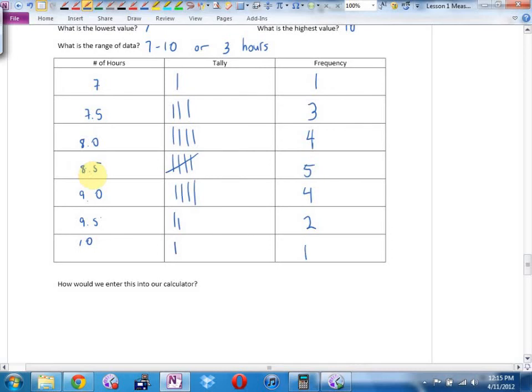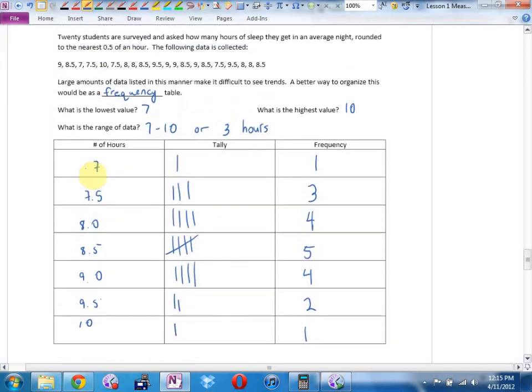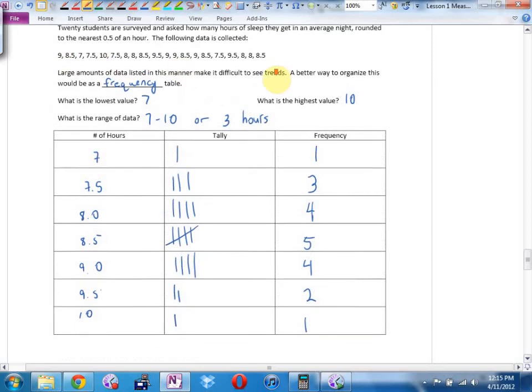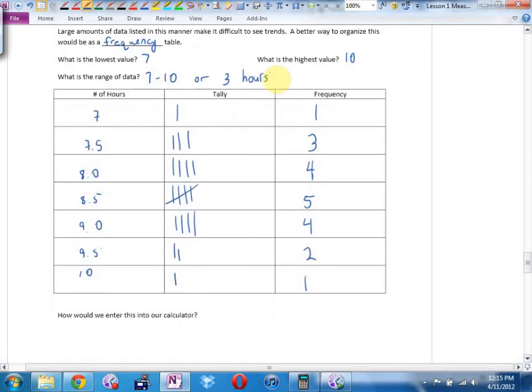Yay! So a frequency chart, Cole, is way better than just a bunch of data. But even that's too much work, Emma. I want to learn how to enter this into my calculator. So now, get your graphing calculators out.